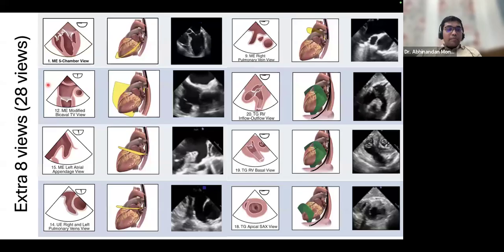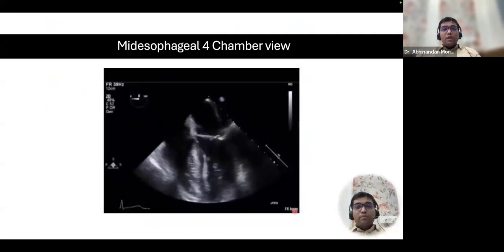year 2013. That is the mid-esophageal five chamber view, then the mid-esophageal modified bicaval tricuspid valve view, then the mid-esophageal left atrial appendage view, then the upper esophageal right and left pulmonary veins view, then the mid-esophageal right pulmonary vein view, the transgastric RV inflow outflow view, the transgastric RV basal view, and the transgastric apical short axis view. So we'll be discussing each and every view one by one.